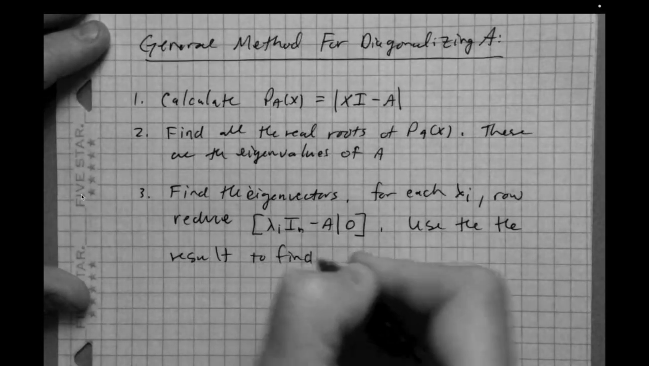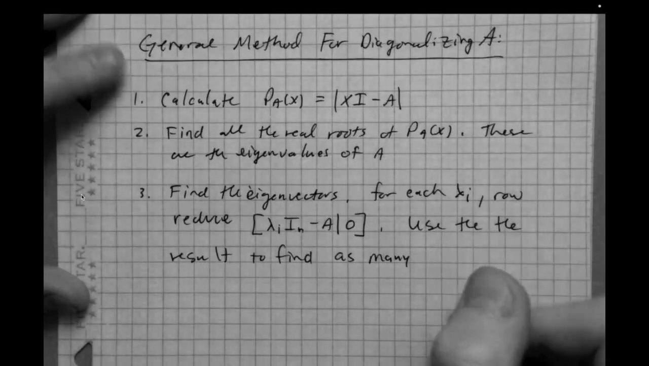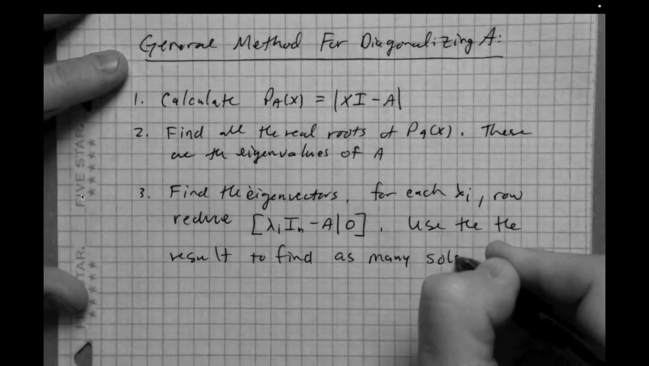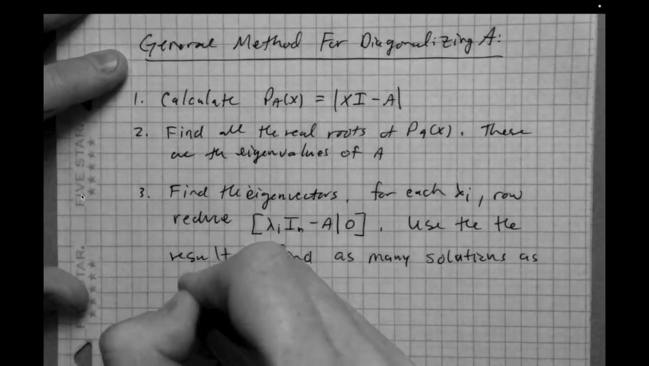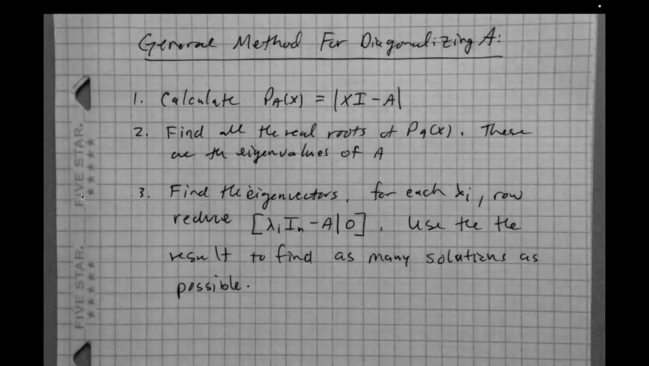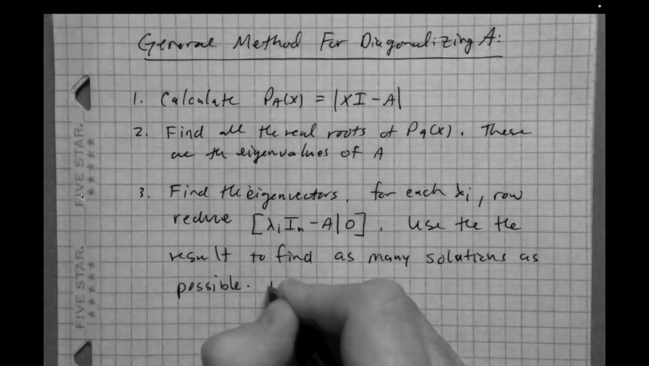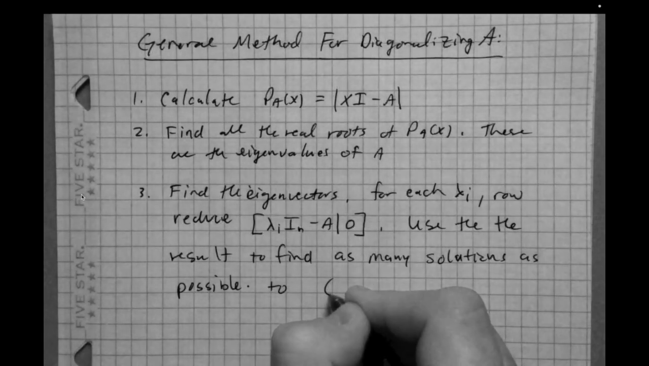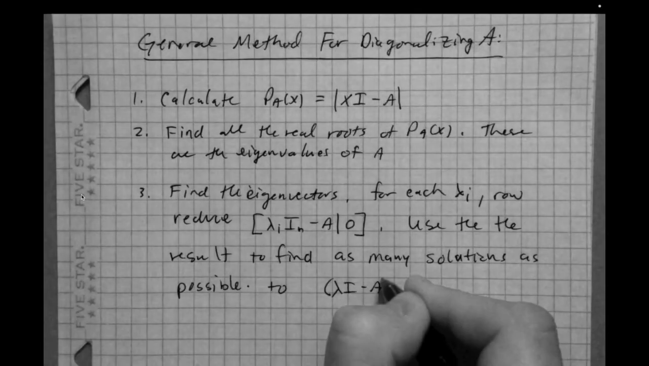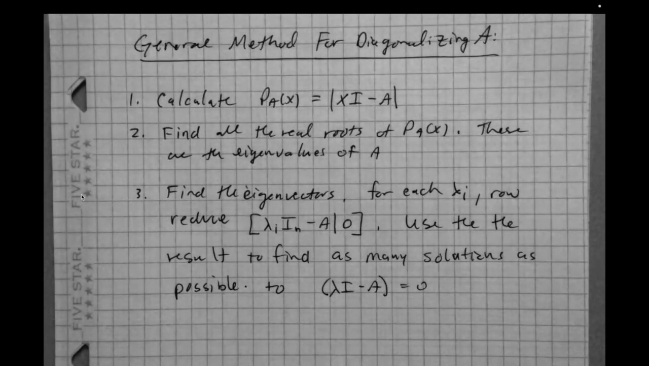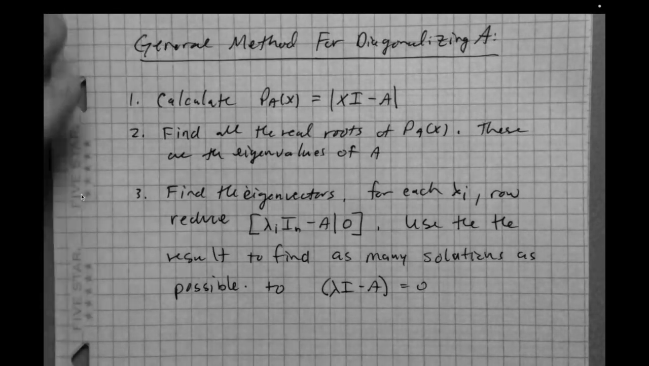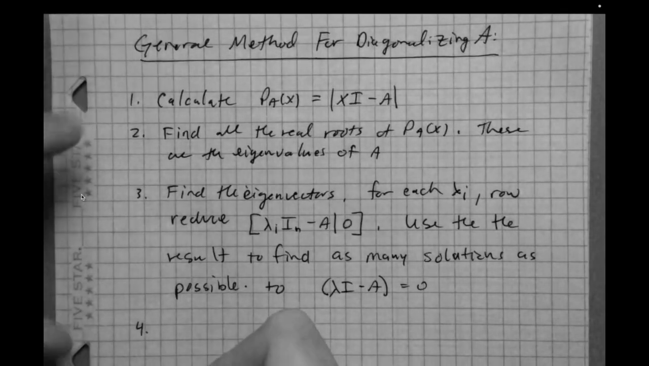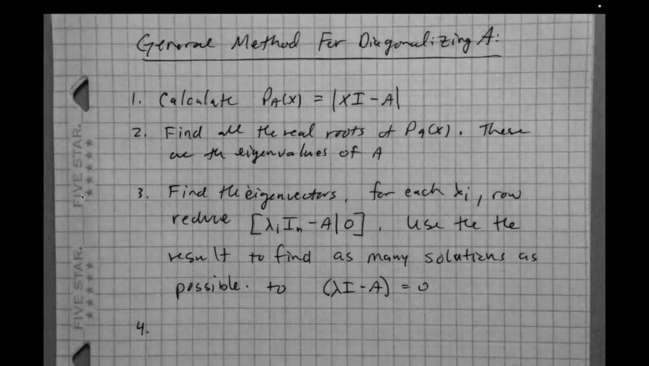to find as many solutions as possible. So use the result to find as many solutions as possible to lambda I minus A equals 0. That system is going to give you your eigenvectors. That's where you're going to spend a lot of time. After you do step 3 a number of times, you're going to spin up a number of eigenvectors.